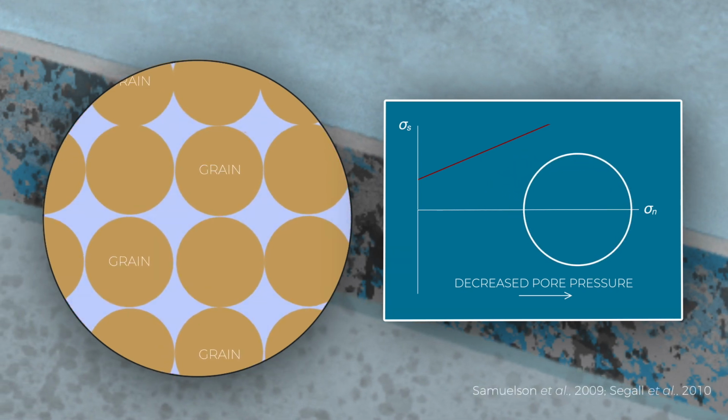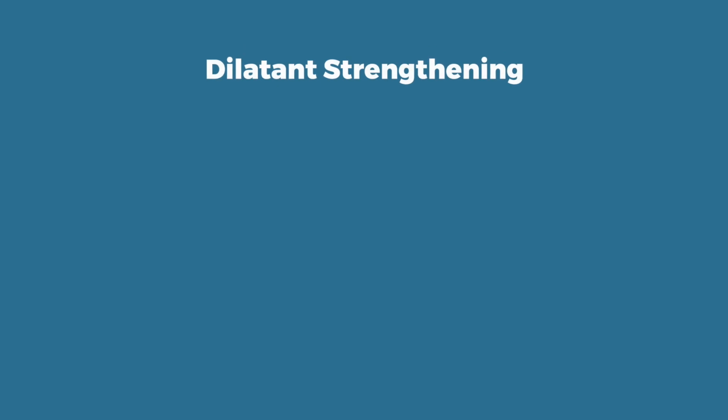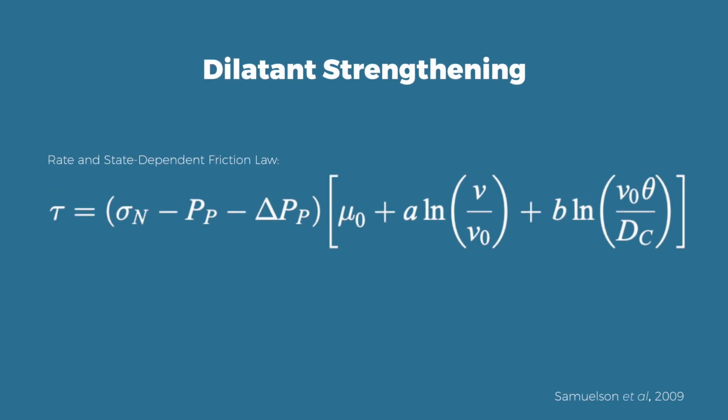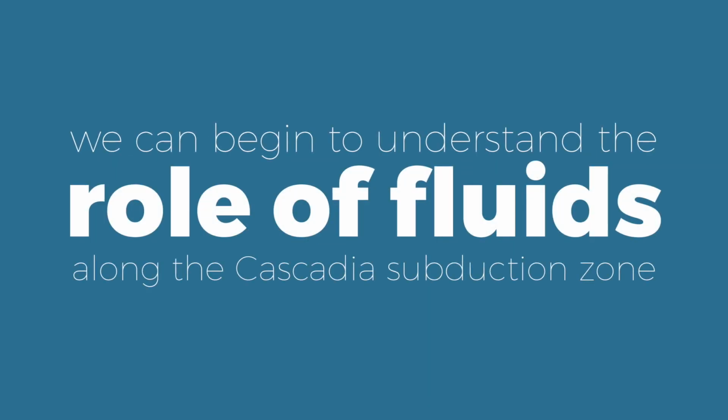Dilatant strengthening has therefore been suggested as a likely seismic quiescence mechanism, allowing any unstable slip surface to strengthen and stabilise. The rate and state dependent friction law can be applied in this case, and as Samuelson et al. illustrate, dilation will create a negative change in pore pressure, resulting in increased shear strength via an increased effective normal stress.